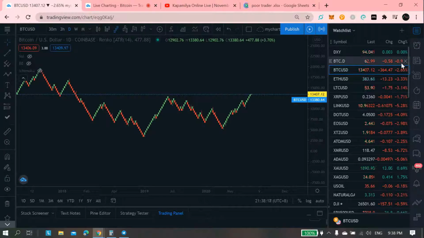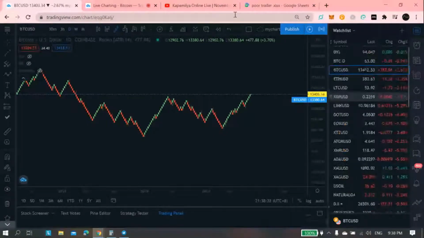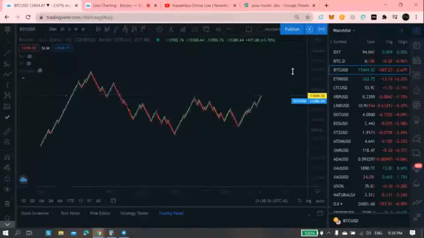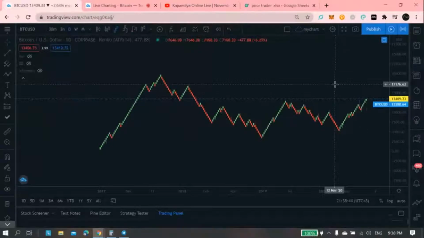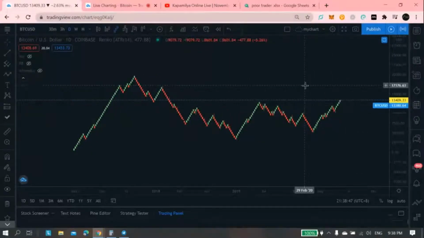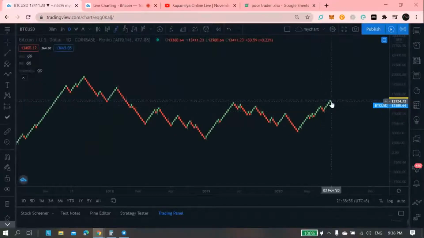So now let's look at the other alts. Oh, it's mostly red. So anyway, let's look at the equities. Maybe because of the US election, expect volatility. For Bitcoin, as I've said, I'm more long-term bullish and I will take this one as a healthy correction. And if you look at the Renko chart, mostly it's still a bullish Renko.